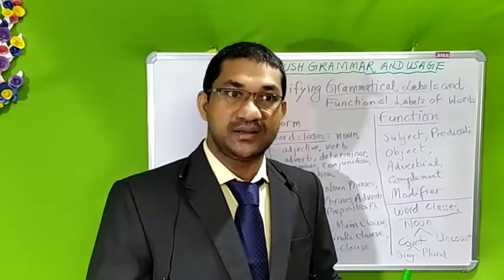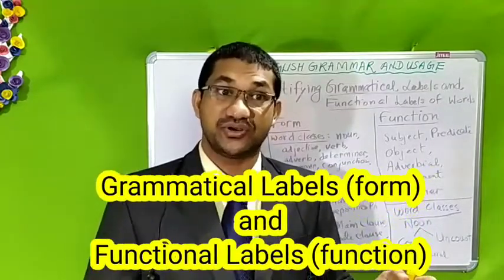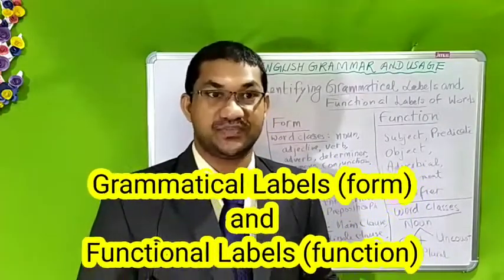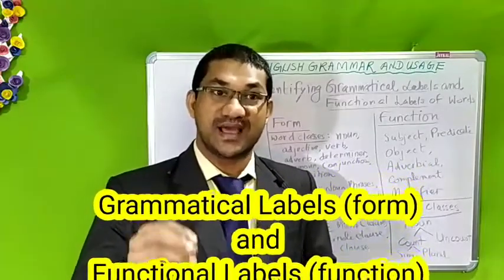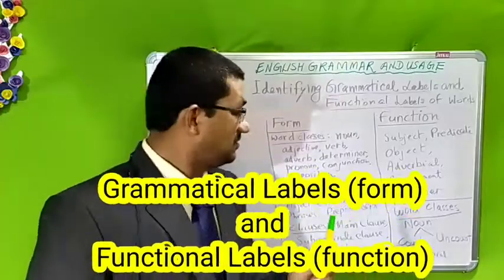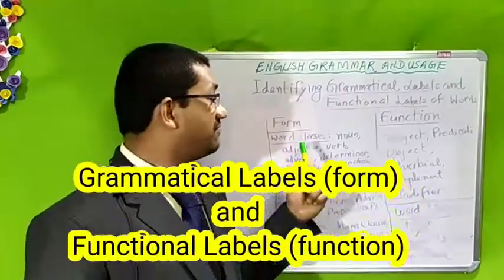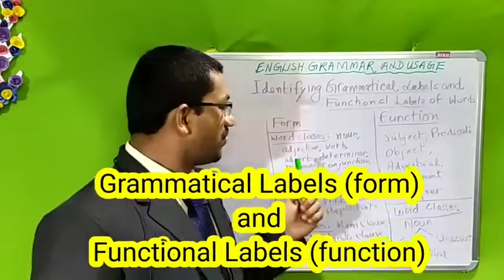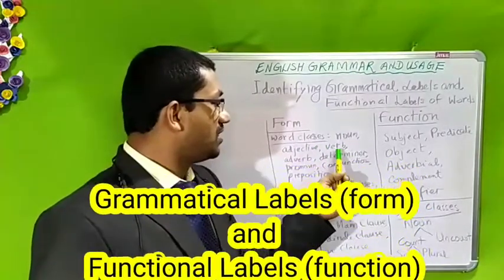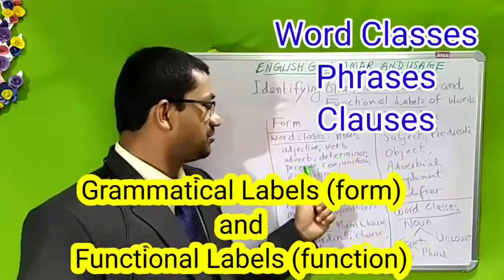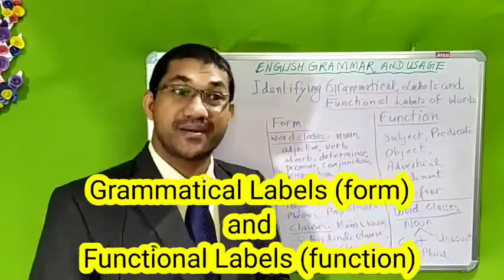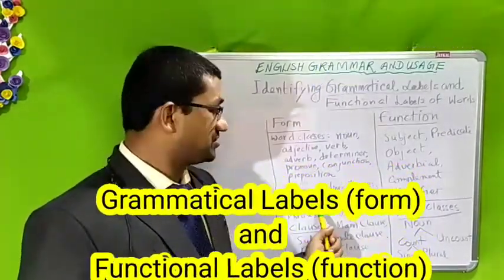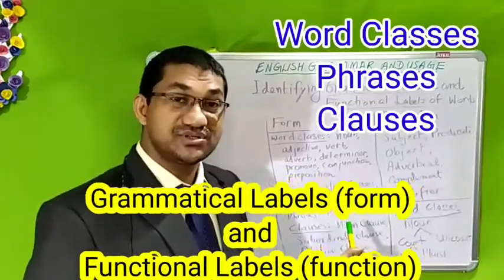And we have studied that form refers to the category labels that we use for the building blocks of language. We can say that we have category labels such as word classes. Based on the form, we have word classes, phrases and clauses. Under word classes, we have noun, adjective, verbs, adverbs, determiners, pronouns, conjunctions and preposition. Under phrases, we have noun phrases, adjectival phrases, adverbial phrases and prepositional phrases.